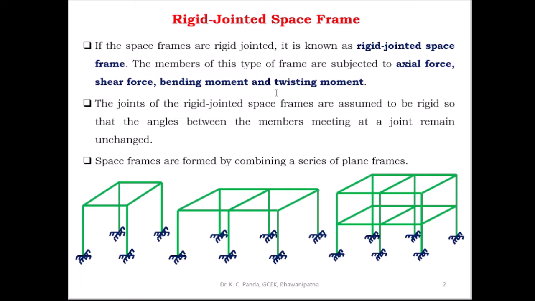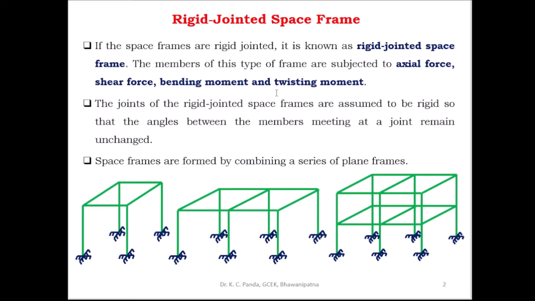The skeletal structures may also be classified as a plane frame and a space frame. In plane frame, all members of the plane frame as well as external loads are assumed to be in one plane. In the case of space frames, all the members of the frame do not lie in one plane.